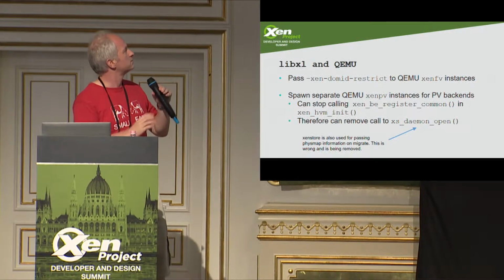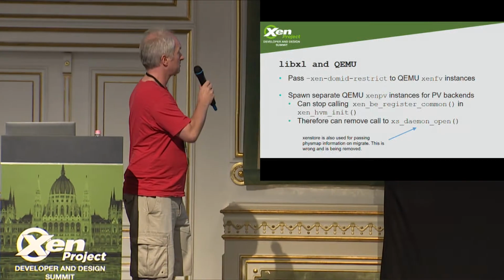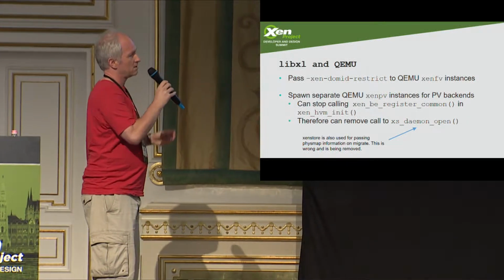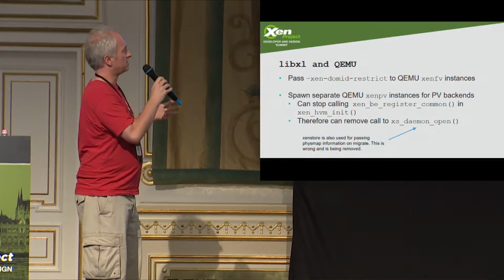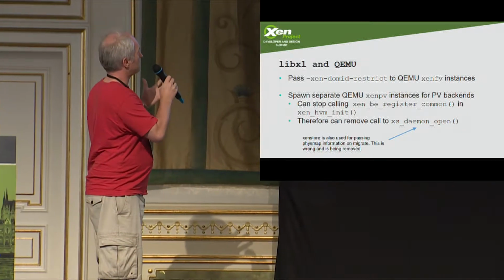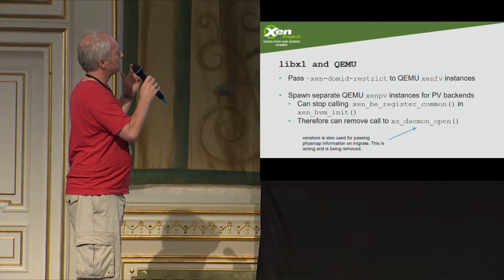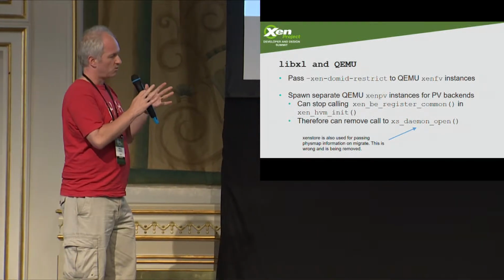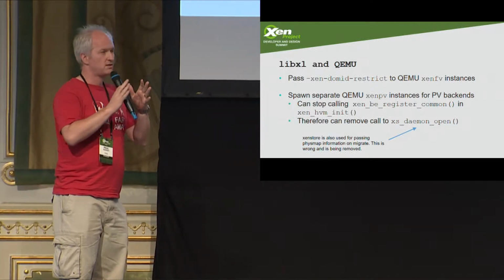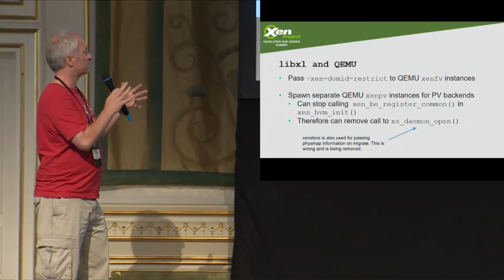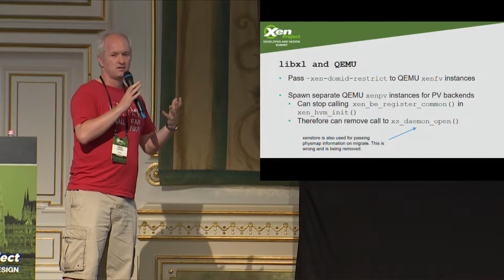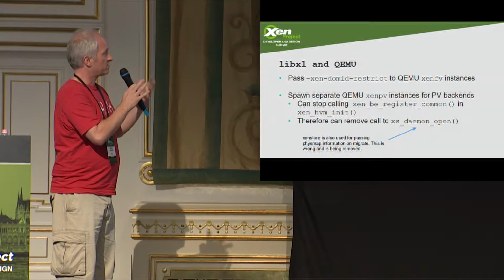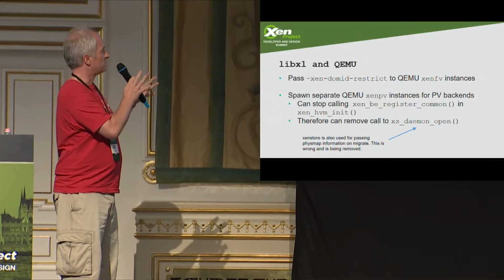So, future work. libxl currently does not pass the xendomid restrict argument to QEMU. The problem with doing this at the moment is I don't think it's quite ready. There needs to be a separation of the role of QEMU as a device model emulator and the role of QEMU as a PV backend. Now, if you use something like the QDisk backend, it is actually the same QEMU process that's doing the PV backend and the HVM backend.